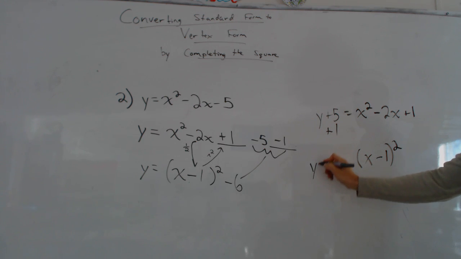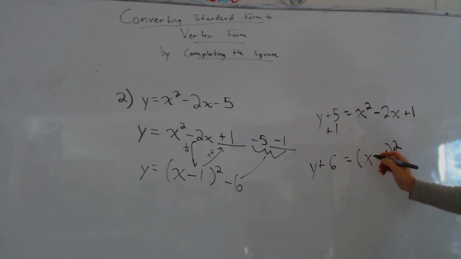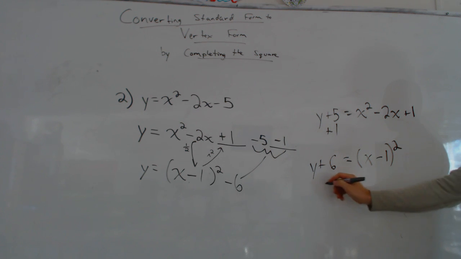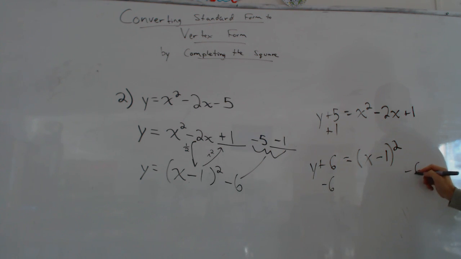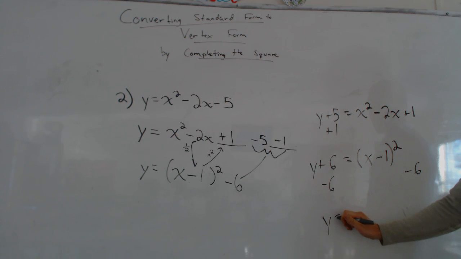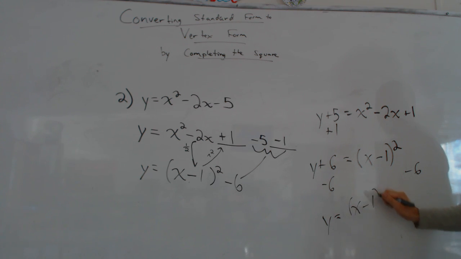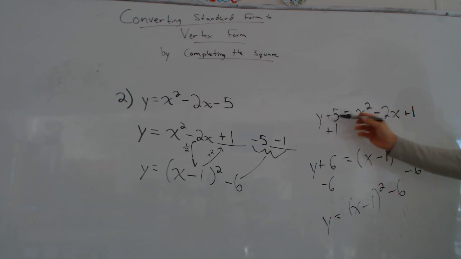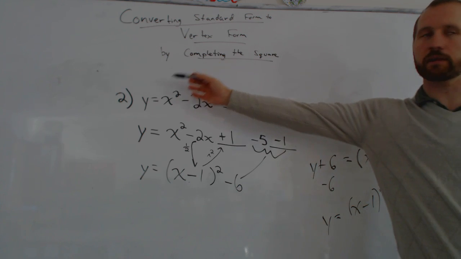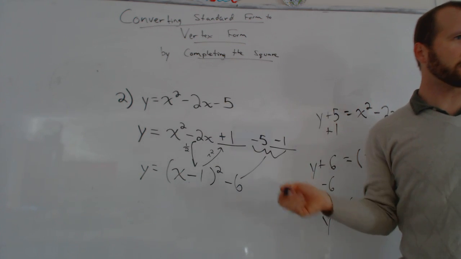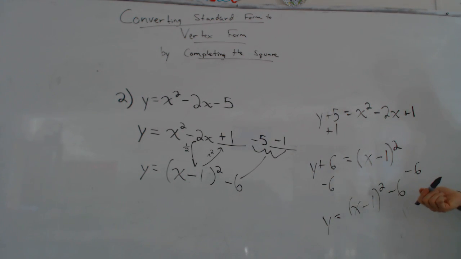So then I end up with y plus 6 equals x minus 1 squared, and then I subtract 6 from both sides. So you end up with the same thing, it's just a different way of visualizing it. So if you like this method better, feel free to do it that way. You just start out by adding or subtracting the constant term over to the other side of the equation. Okay?